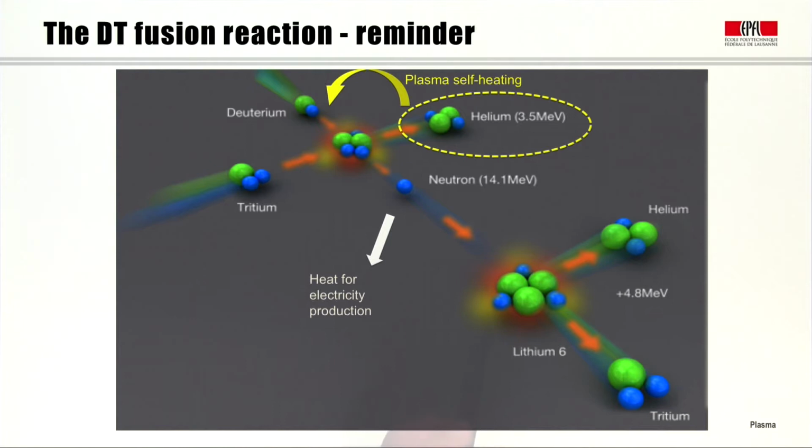The neutron has two jobs. It will react with the lithium-6 that will be present in the blanket to produce the tritium that we need for the reactions themselves. And of course it will be used to heat a fluid around the plasma that will be used to generate electricity. The alpha particle has one single task for us, which is very important. It has to be kept in the plasma and heat the plasma ions in the core so that they maintain reactivity. We call that the plasma self-heating.